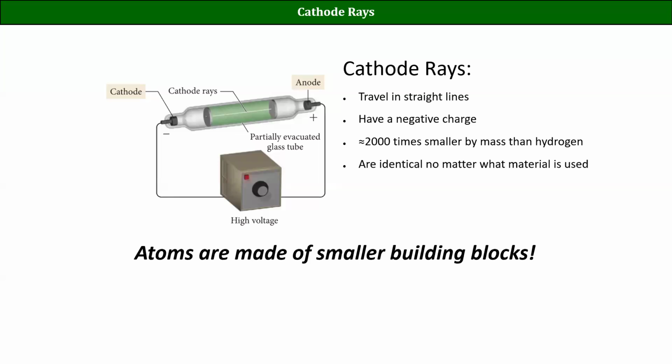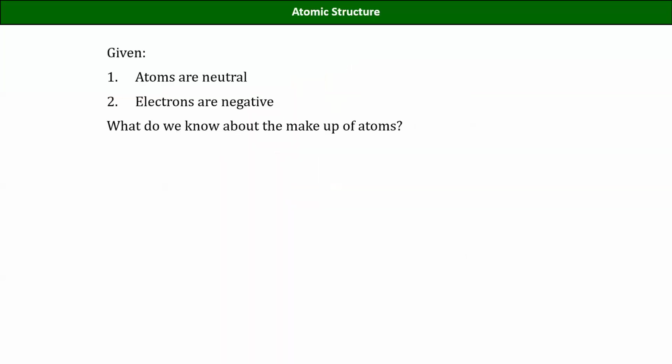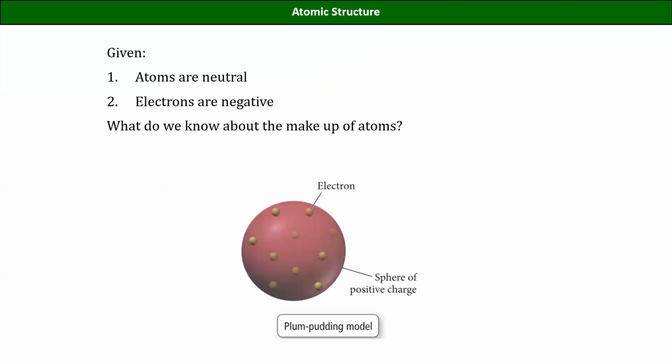Well, if the electrons were negative, but the atoms were neutral, what else has to exist? Something that's positive. We had to balance those charges out, right? So Thomson came up with what he called the plum pudding model.